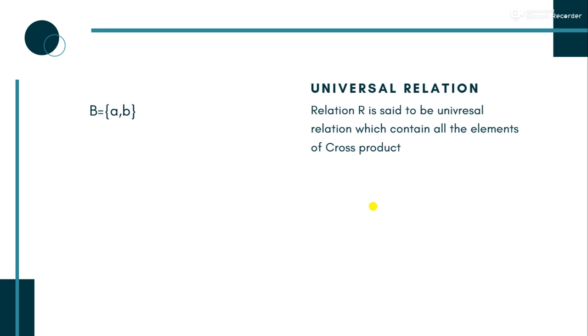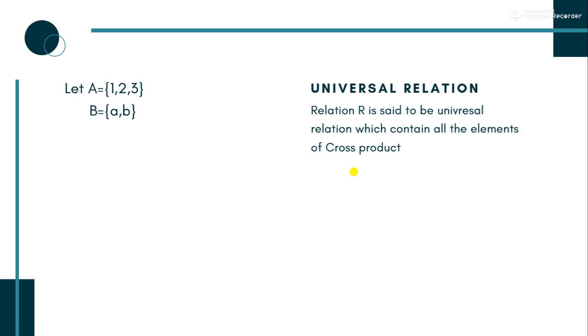Before starting the types of relations, in this video we are going to learn two basic types of relation, that is complement of a relation and inverse of a relation. Before starting these, first we need to know about the universal relation. The relation R is said to be a universal relation if it contains all the elements of the cross product.